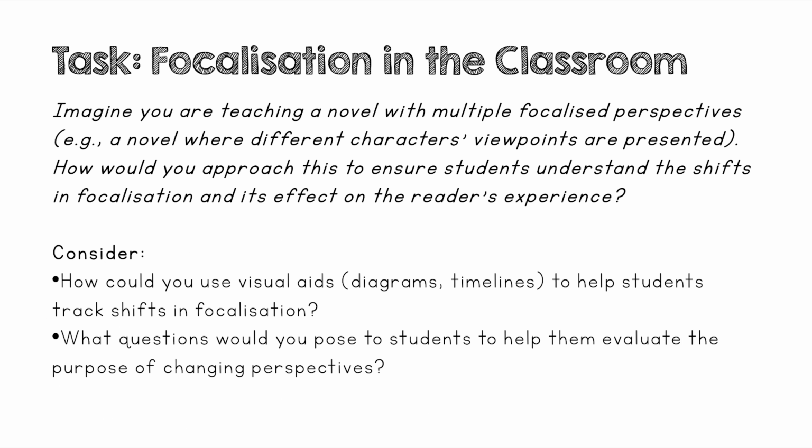So what I'd like you to do now is imagine you're teaching a novel with multiple focalized perspectives. How would you approach this to ensure students understand the shifts in focalization and its effect on the reader's experience? Things you could consider are how you could use visual aids to help students track shifts in focalization, and also what questions you would pose to students to help them evaluate the purpose of changing perspectives. Maybe also consider what text you would actually use.